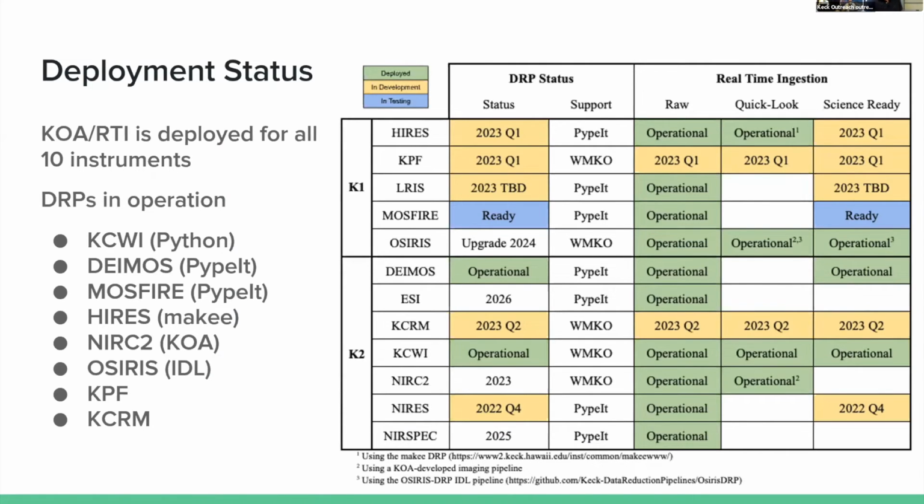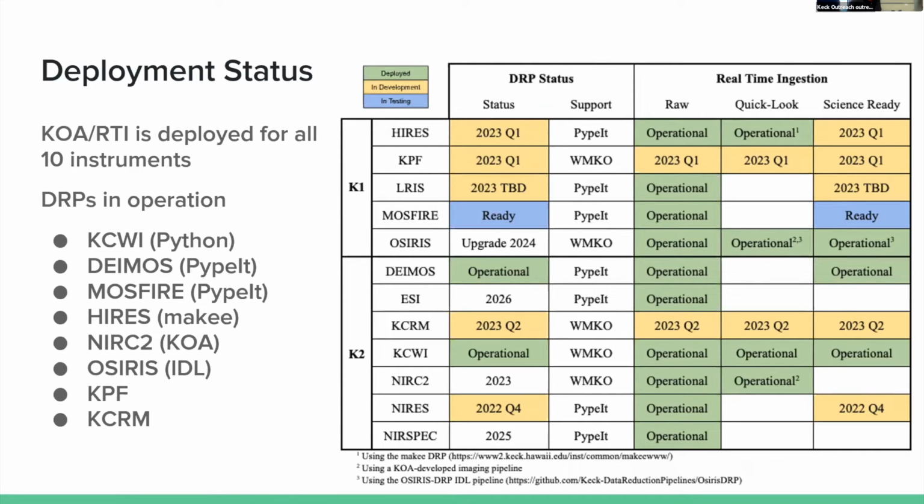But this table is showing the current DRP status of deployments on the left and the RTI, that's the real-time ingestion update, on the right, sorry. And yeah, the raw data for all 10 science instruments at Keck are now being archived as part of real-time ingestion. So as you're observing, they are getting archived and they're available to you that night or during the night. KPF and KCRM will come next.